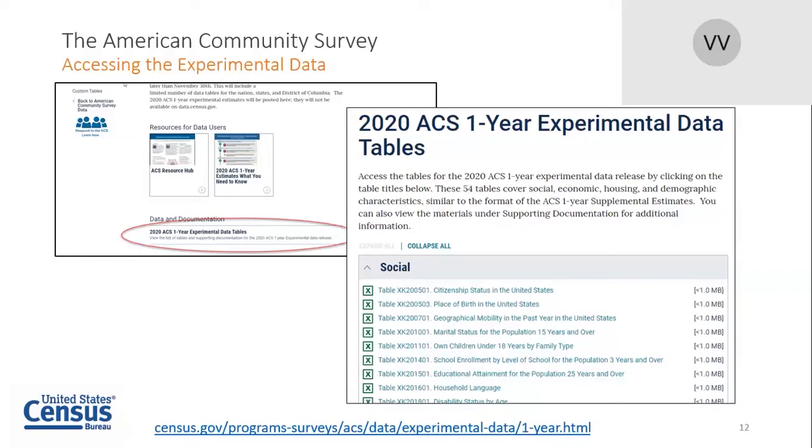The 54 tables are grouped into 4 headings: social, economic, housing, and demographic. You can expand the heading and then click on the table title that you're interested in and open it up in Excel.